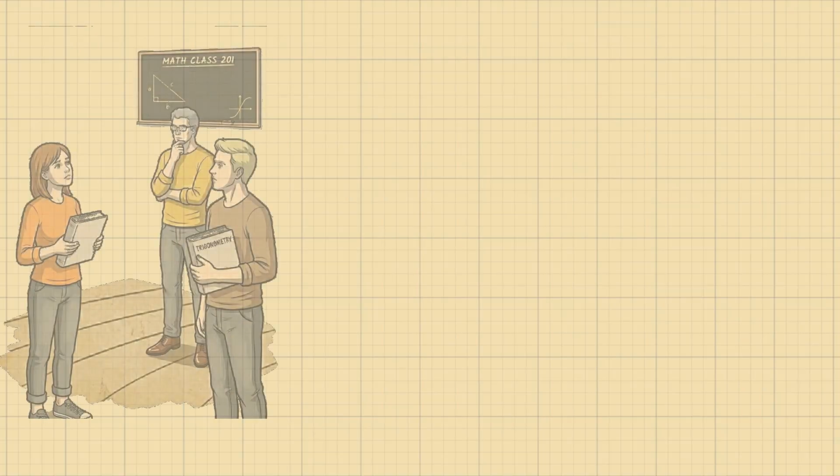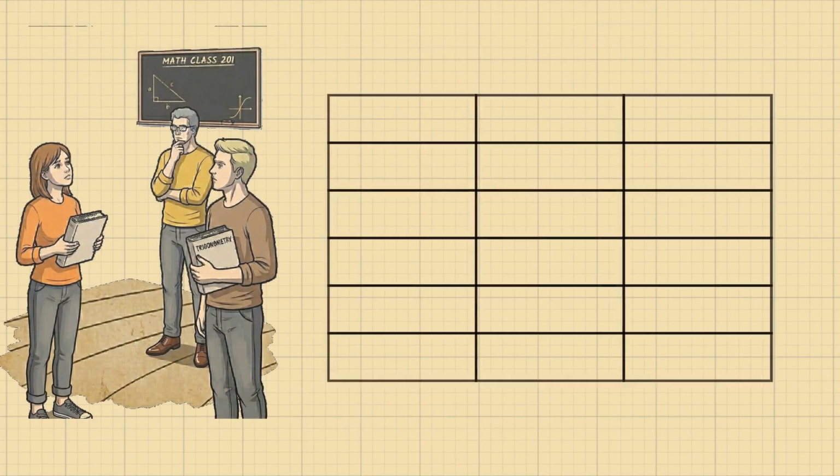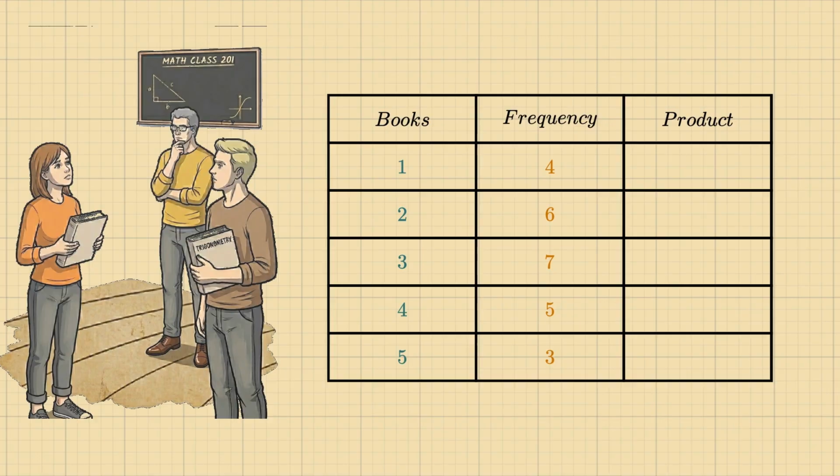Now let's try another problem. A teacher has recorded the number of books read by 25 students in a month. The data is organized in this frequency table. One book was read by 4 students, 2 books by 6 students, 3 books by 7 students, 4 books by 5 students, and 5 books by 3 students. The teacher wants to calculate the mean number of books read per student. So, how do we do that?